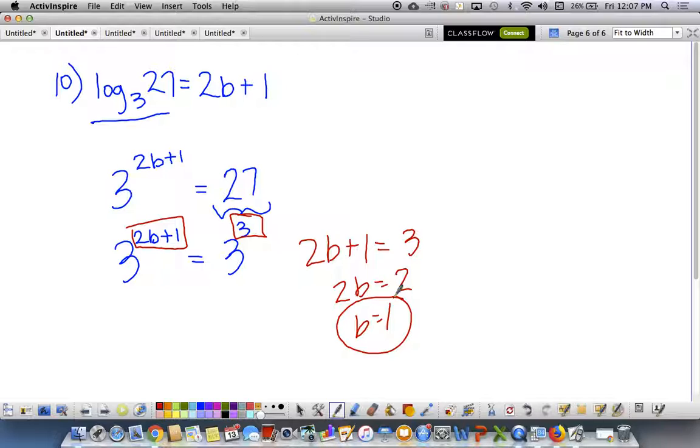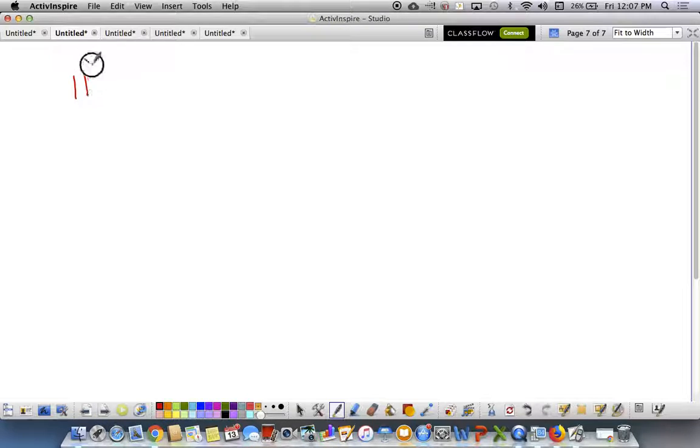Alright, can we do number 11? Yes. Number 11, solve for x. Log x raised.